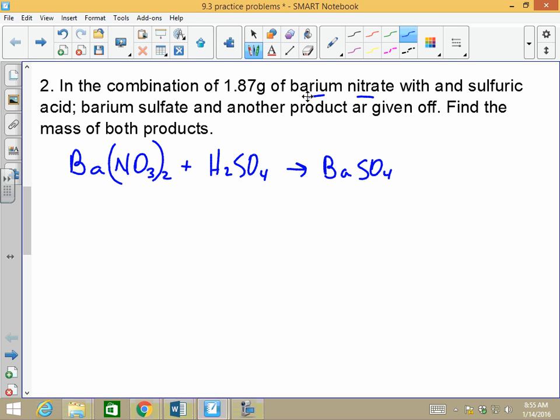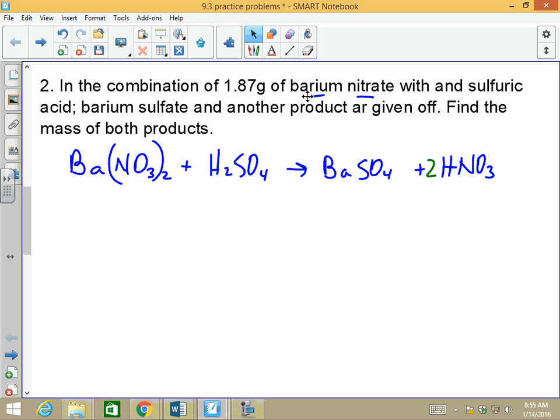Both charges of 2 cancel, plus HNO3. Okay, we assumed a regular double displacement. Let's balance the equation. By adding a 2 towards the end of this, HNO3, the equation is balanced. One barium on both sides, 2 NO3s on both sides, 2 H's on both sides, and 1 SO4.